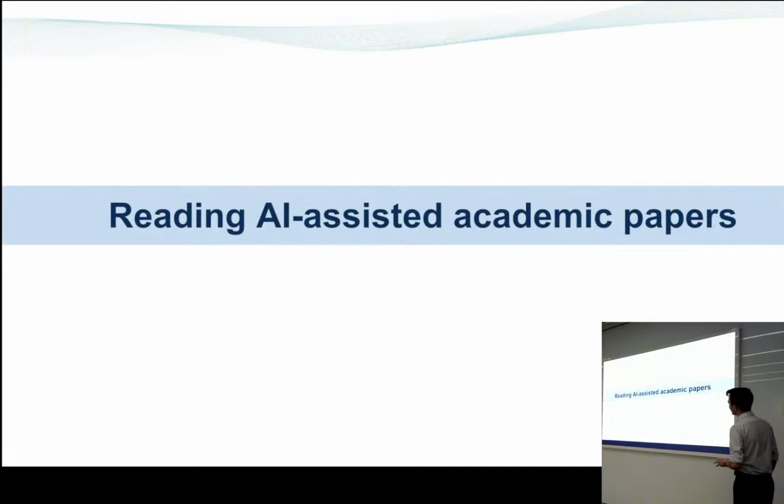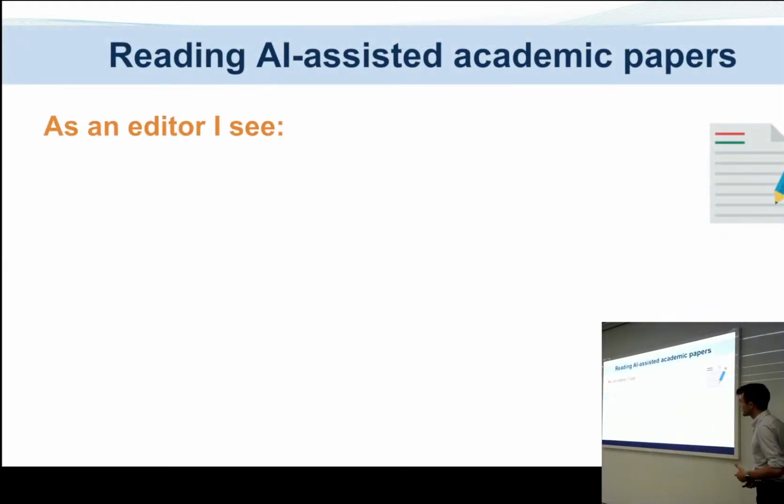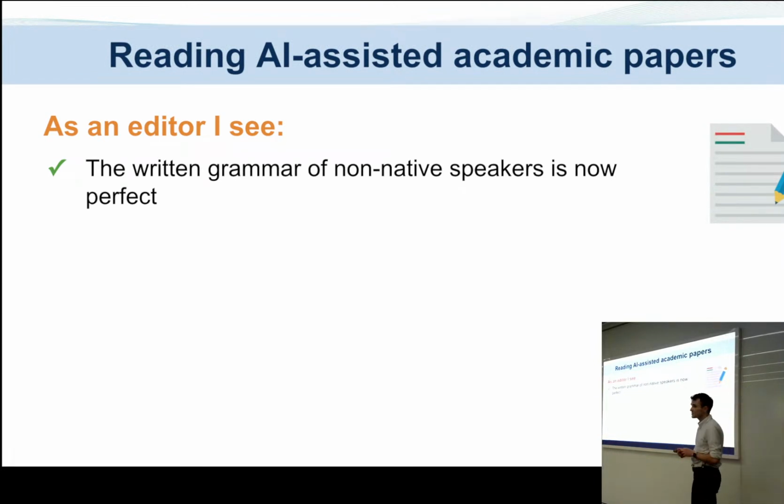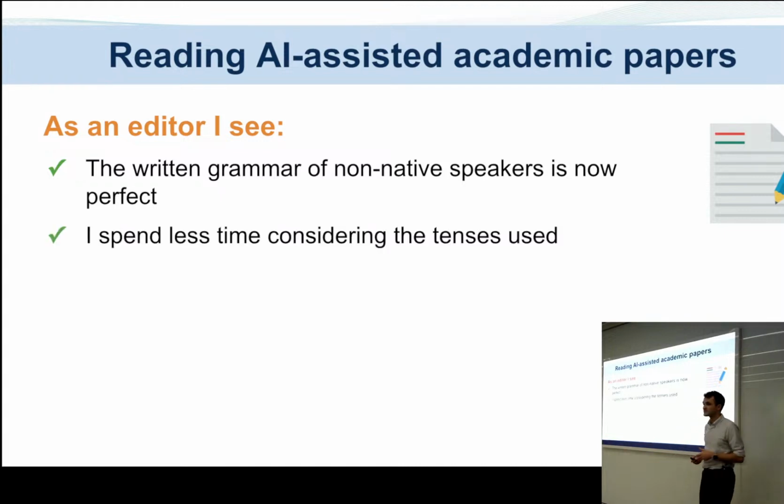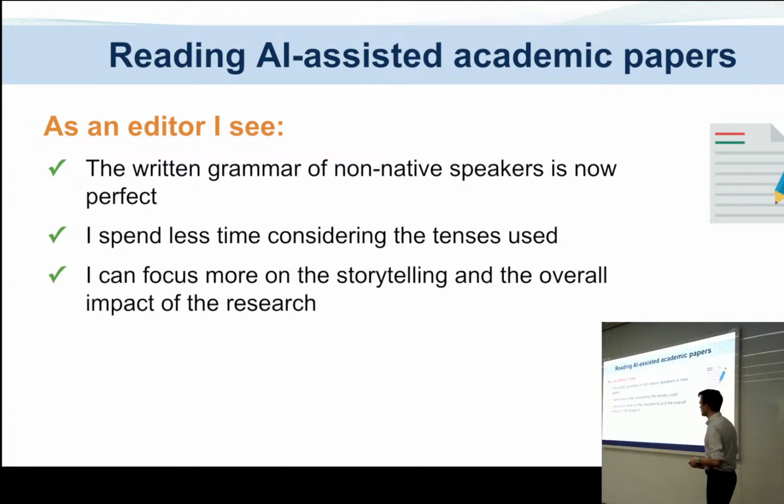Reading assisted academic papers. So as somebody who edits academic research papers, things have changed for our industry a lot. And I think it's important that you all understand how the industry is shifting and how it's being perceived in some different ways. So as an editor, I see the written grammar of non-native speakers is now kind of perfect. I spend less time considering the tenses used, for example. Before, I had to set every single tense: present, present, present, present, past. But now it's probably okay.